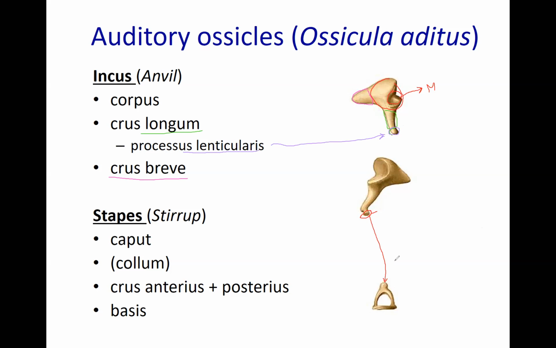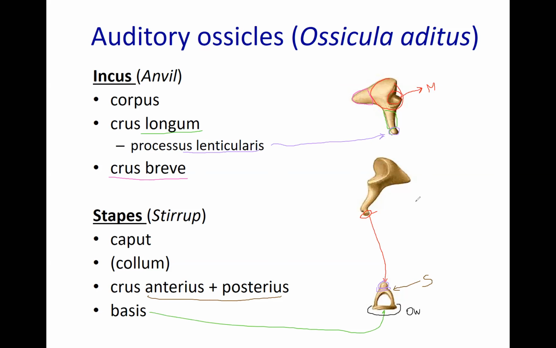Yeah. So we come to the stirrup, and the stirrup has a head, a very small neck, and to the neck a muscle is attached, and that's the stapedius muscle. And there's an anterior and posterior crus and the base. Yeah, so the base is this. And the base sits in the oval window or fenestra vestibuli.